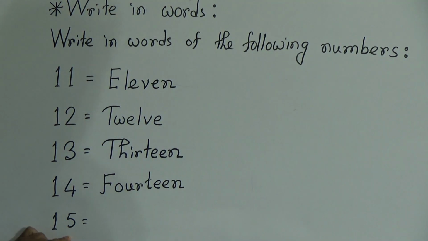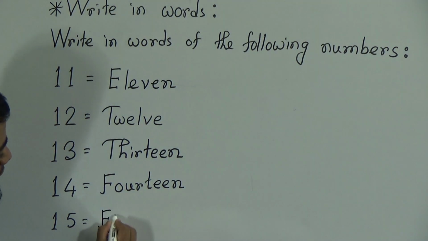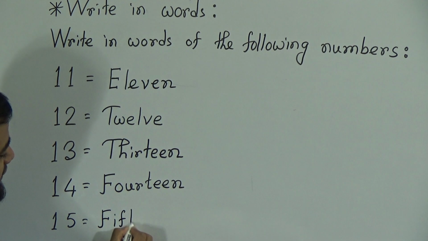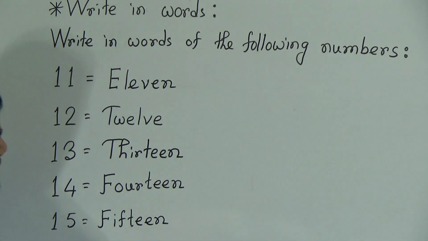And our last number is 15 today. 1 and 5 makes the number 15, and the spelling of 15 is F-I-F-T-E-E-N, 15. Okay, my dear students, I repeat again from 11 to 15 now.